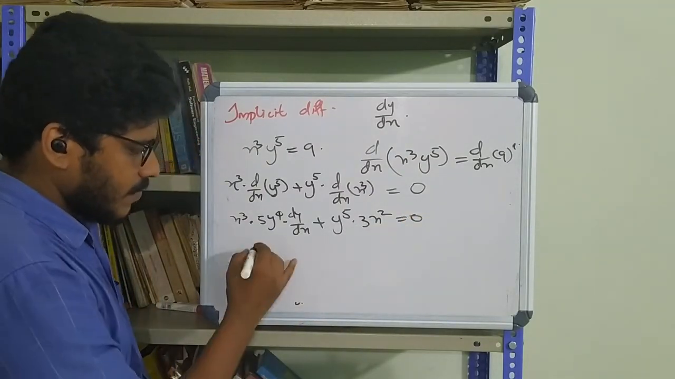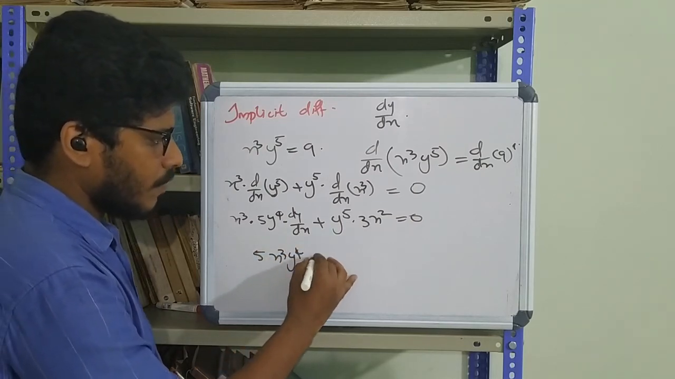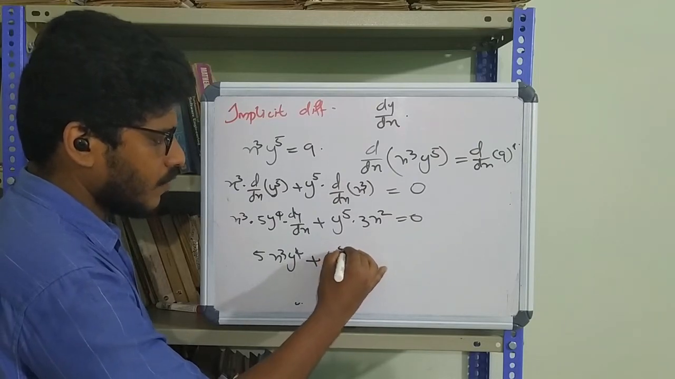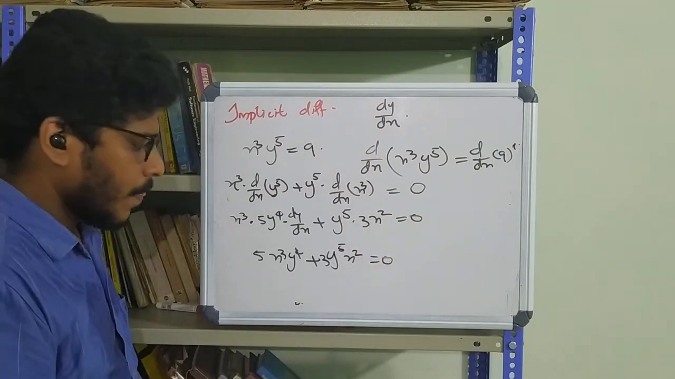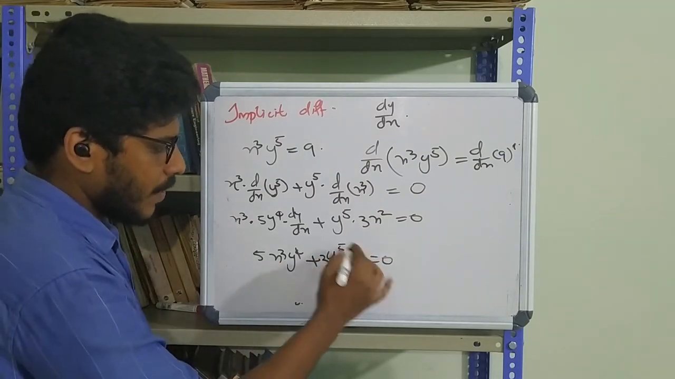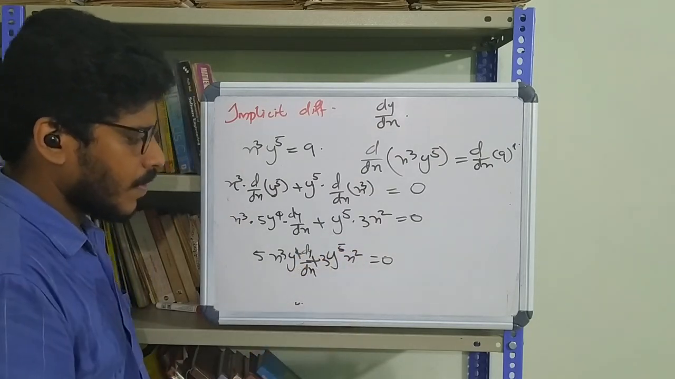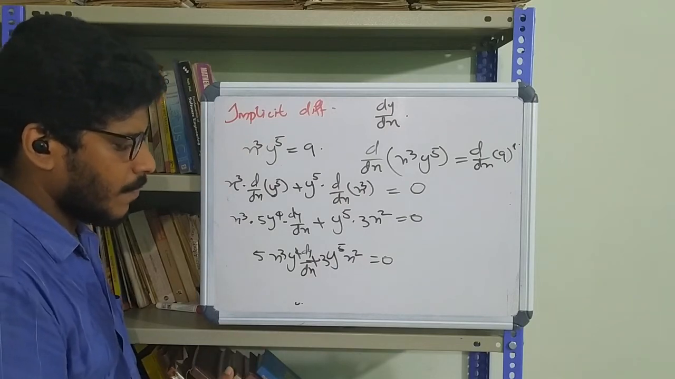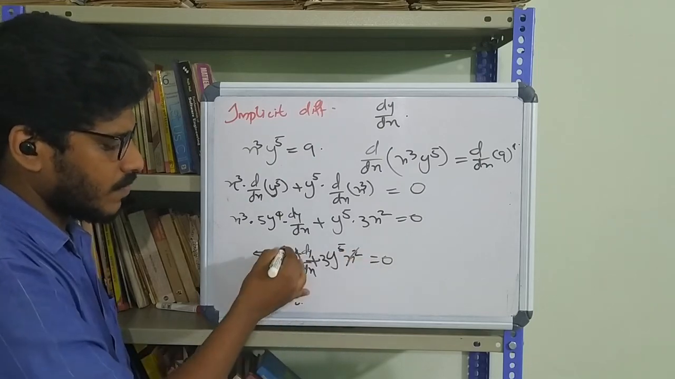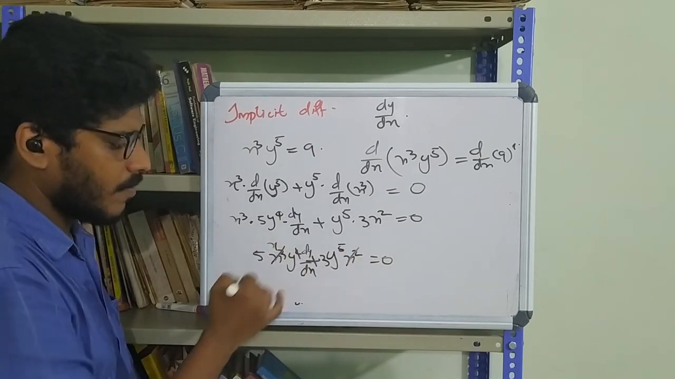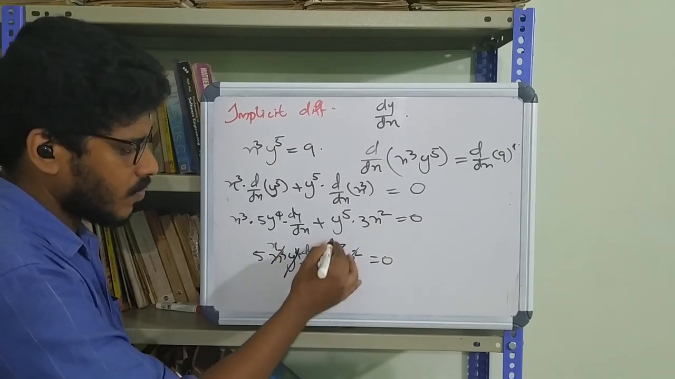If we simplify this, we'll have 5x cube y raised to 4 dy/dx plus 3y raised to 5 x square equal to 0. Now we have a dy/dx here. Now you can try to simplify this for dy/dx. Why can't we cancel out an x square throughout? An x will be left here. And cancel a y raised to 4 throughout. So a y will be left here.